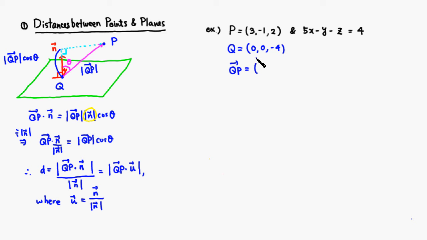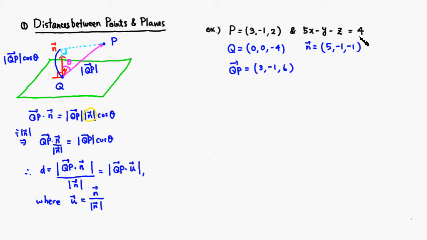That's going to be 3 minus 0, which is 3; negative 1 minus 0, which is negative 1; and 2 minus negative 4, which is 6. So you have QP. And from the equation of the plane, we have a normal vector, which would be (5, -1, -1).